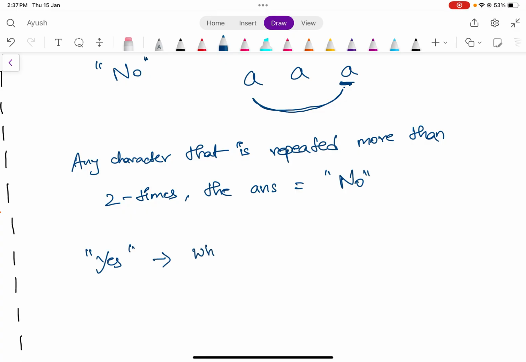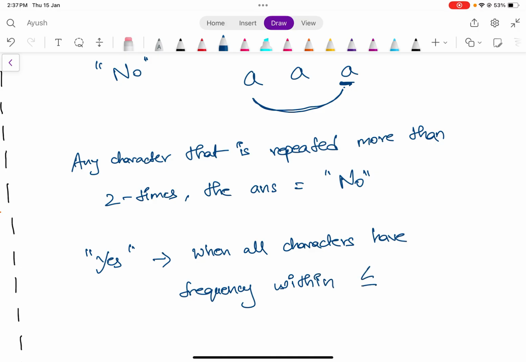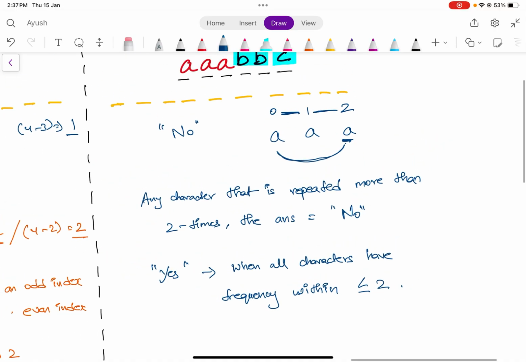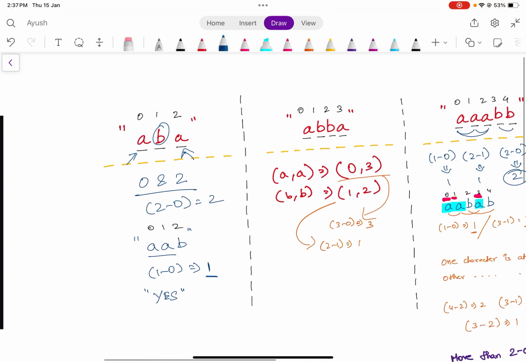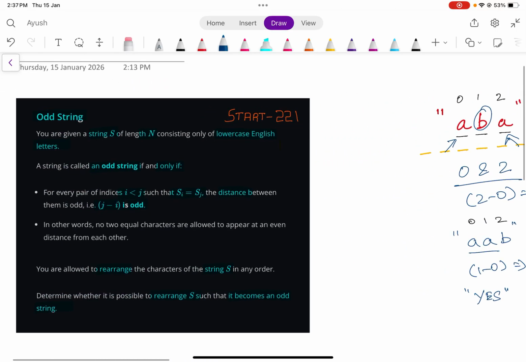The only case when it can be yes is when all characters have frequency less than or equal to 2. Only then can we say that this string can definitely be rearranged in such a manner that the distance will always be odd between any 2 characters that are equal. And hence this is how you solve this question, odd string. Thank you.